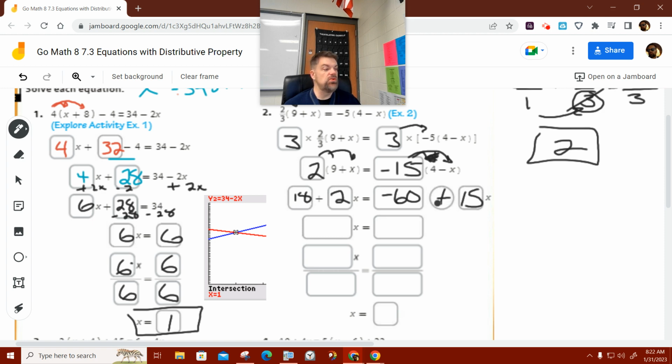I got to think this through here. I'm going to move this 15x over, so I'm going to subtract 15x from both sides. This is how the textbook does it. Would I do it this way? Probably not. So now, what is positive 2 minus 15? Negative 13x. And then if I subtract 18 on this side and I subtract 18 on this side, what goes here?